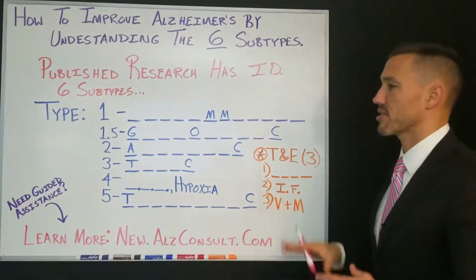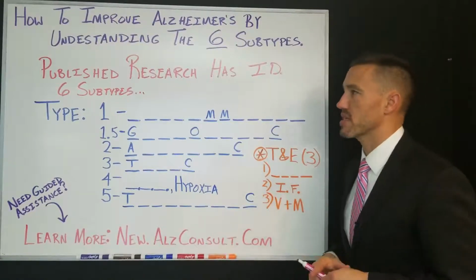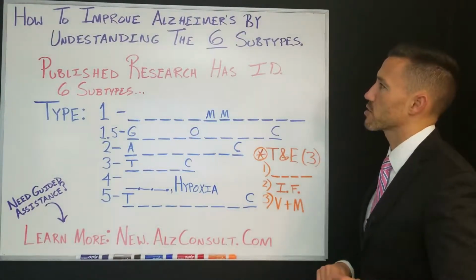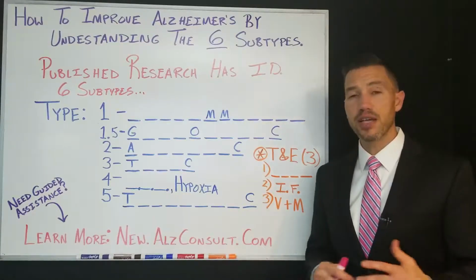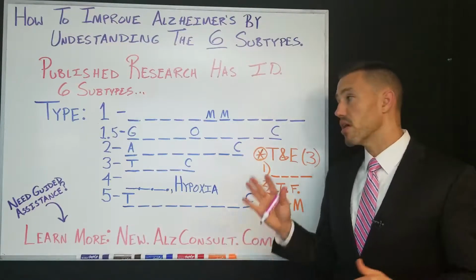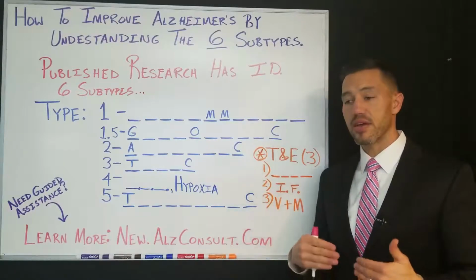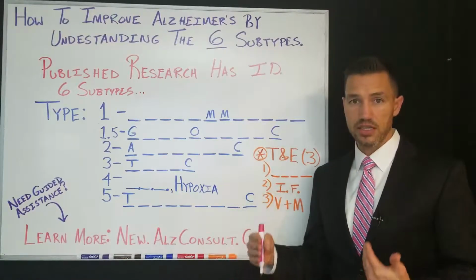Today I'm really excited to share some information with you about Alzheimer's disease, and in particular, how to improve Alzheimer's by understanding the 6 different subtypes. Now, if you haven't seen any of my other videos, I go over a tremendous amount of information regarding Alzheimer's and the current state of research and literature.